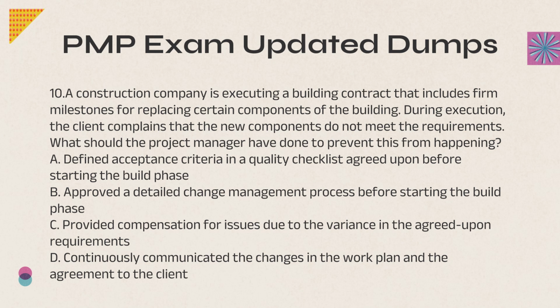A. Defined acceptance criteria in a quality checklist agreed upon before starting the build phase. B. Approved a detailed change management process before starting the build phase. C. Provided compensation for issues due to the variance in the agreed-upon requirements. D. Continuously communicated the changes in the work plan and the agreement to the client.